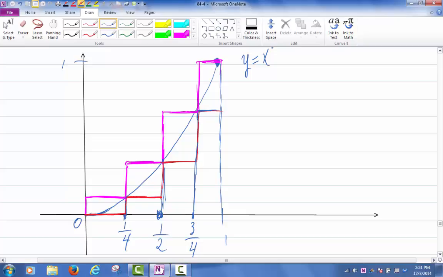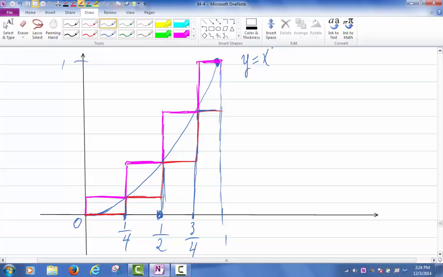So what did I do? Above the second subinterval, I created a rectangle, and the height of the rectangle is the height of the graph at 1/4, right? That's what I did. And the area of that rectangle is exactly the second summand in L4. You guys realize that?